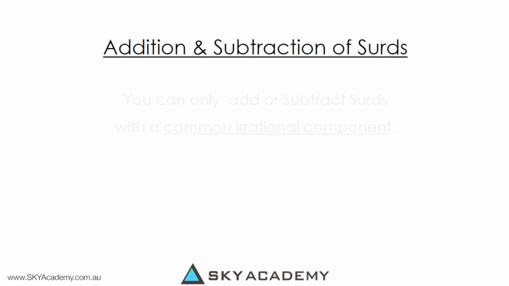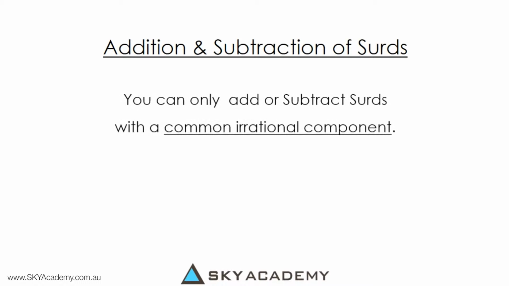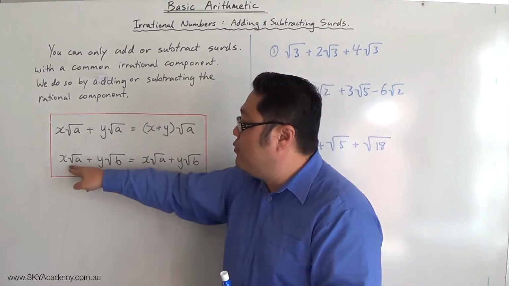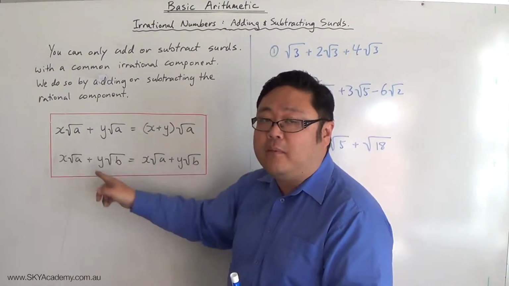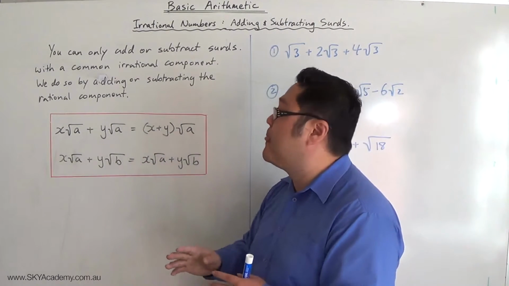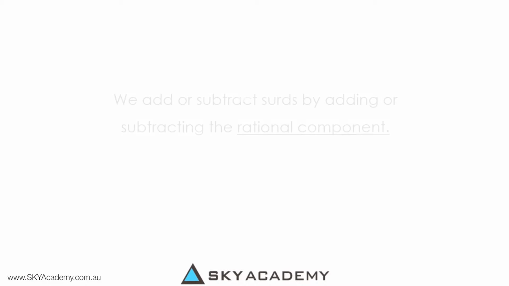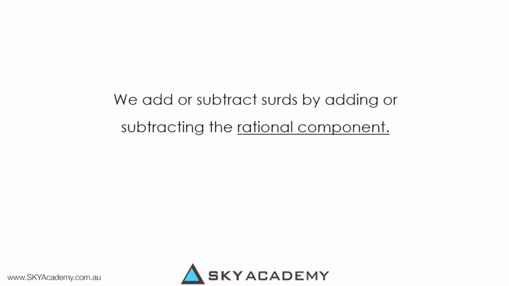You can only add or subtract surds with a common irrational component. So the irrational component is the bit inside the square root or the root. So you've got root A and root A. All right, you can add those two together because they're common. But with a root A and a root B, if they're not common, you can't add them together and simplify them.